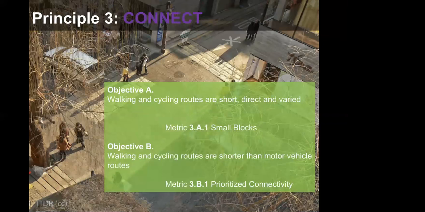Moving on to the next, connect. So connectivity is really a combination of short walking and cycling routes that are prioritized over motor vehicle routes. So the idea is that using or building too much car infrastructure actually promotes exclusion of people from space. But by creating more pedestrian walkways or shared streets and safe cycleways, we're actually tipping that balance in favor of pedestrians and cyclists.